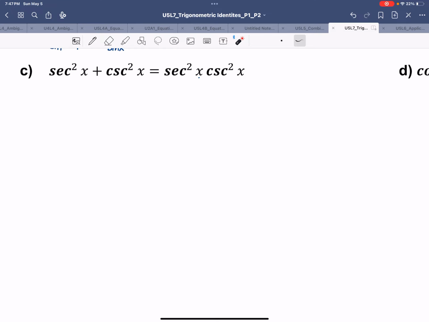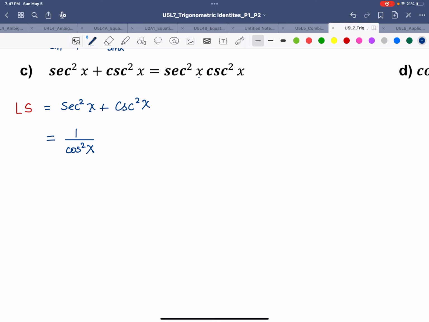So let's get started with the left side. So again, I'm going to write the left side as is. So that is secant squared x plus cosecant squared x. So one of my most favorite strategies is convert everything into sine and cosine and let them work together. So secant is the reciprocal of cosine, so 1 over cosine squared x, plus cosecant is the reciprocal of sine, so 1 over sine squared x.